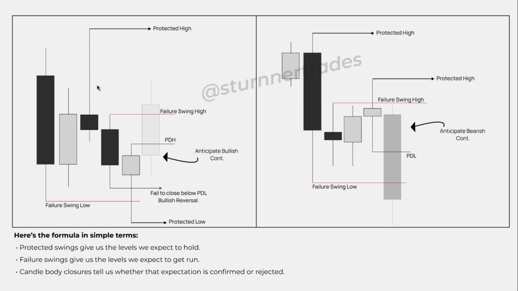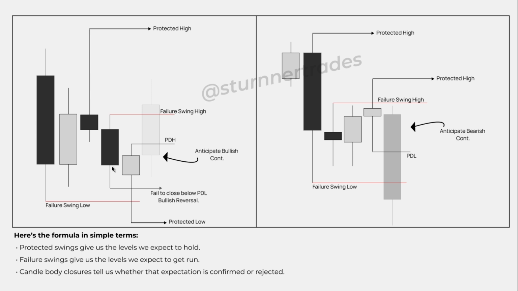Alright, let's walk through this step by step. First, we put in a protected high, and it's protected because price ran liquidity above the previous day's high and printed the highest point in that cluster. After that, we don't expect it to be taken out again in the near term. So price then traded away from that high.